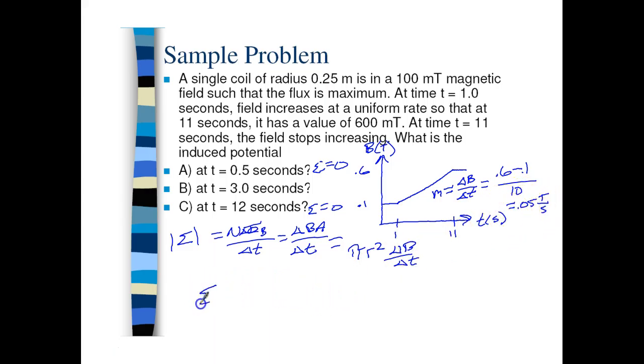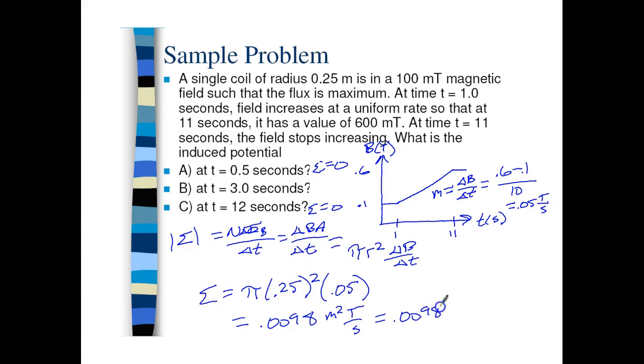So here we go. The EMF is equal to pi times 0.25. That's our radius squared. And we're going to multiply that times our rate, and our rate is right here, which is 0.05. And when we're done, we're going to end up with 0.0098. Notice our units here are meter squared times a Tesla over a second, and that is equal to 0.0098. And remember, we're finding induced potential, so that is just voltage. So that's a pretty easy thing to do.